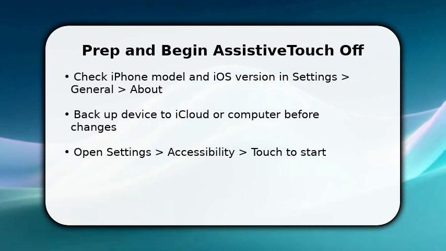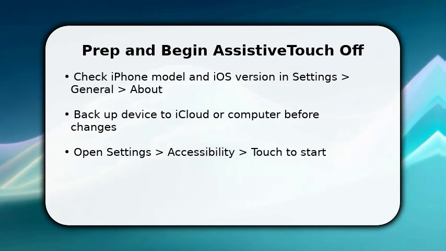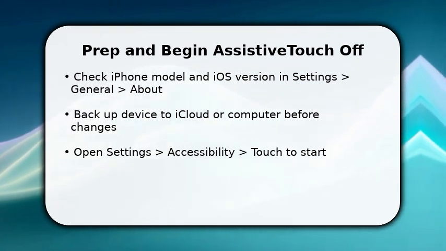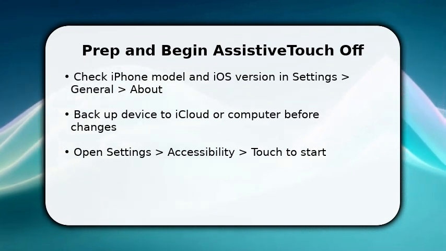You start by confirming model and iOS so steps match. Once done, back up your iPhone to iCloud or a computer to avoid data loss. Next, open Settings, tap Accessibility, then Touch. This takes you directly to Assistive Touch controls.